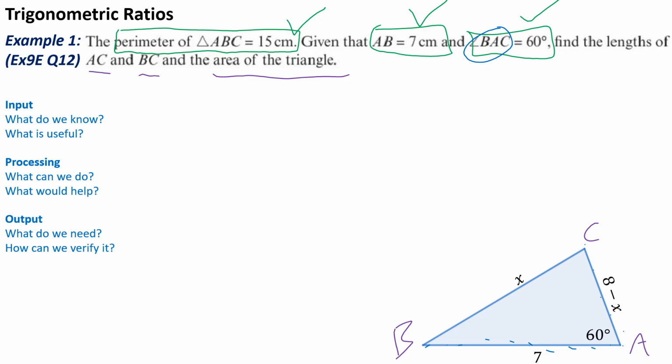3 sides and an angle sounds like cosine rule. So if we can substitute our 4 numbers into cosine rule, we should get an equation that only involves one variable, x. So that's what I've done. We have x squared equals 7 squared plus (8 minus x) squared minus 2 lots of 7 times (8 minus x) times cos 60. That's a squared equals b squared plus c squared minus 2bc cos A. And if in doubt, write out the complete formula first before you substitute things in.